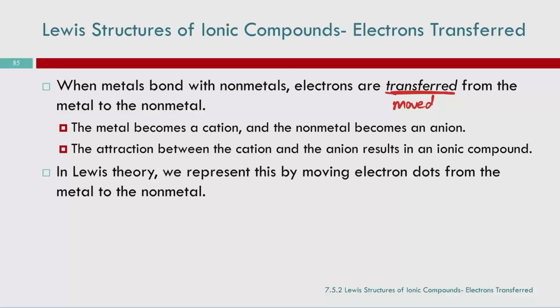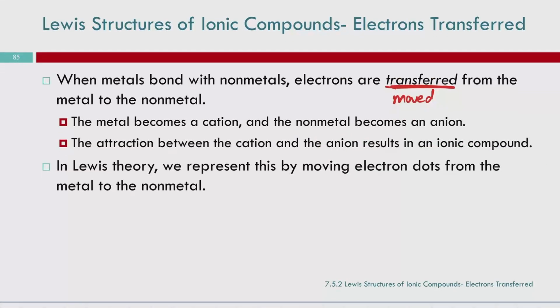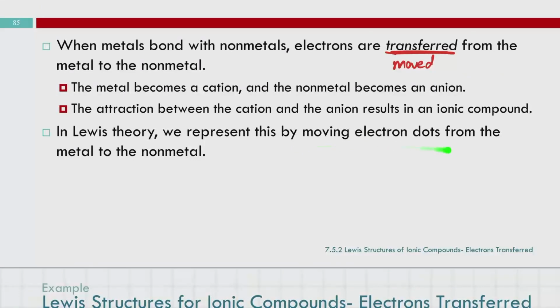So things that are in our alkali metals form 1+ ions. Our alkaline earth metals, column 2, group 2, 2+ charge. Group 3, A, 13, 3+ charge. And then our nonmetals, our halogens, 7A, 17, 1-. Our chalcogens, 16, 6A, 2-. Next to them, the nitrogen group, nitrogens, 3-. And that attraction between the positively charged cation and the negatively charged anion result in an ionic compound. We represent this by moving the electron dots.